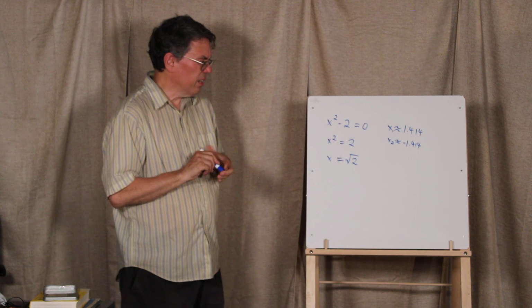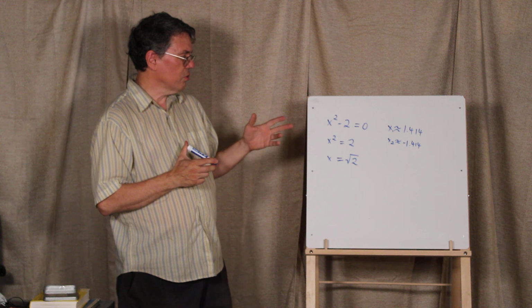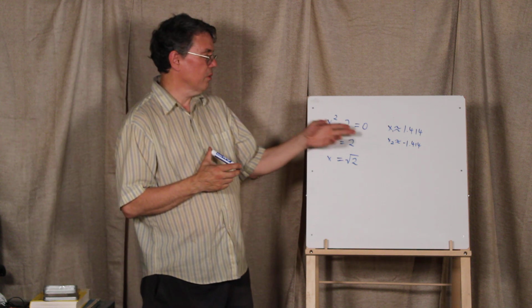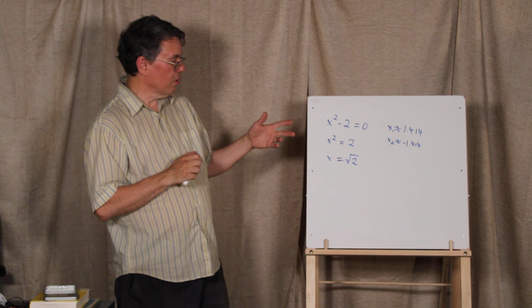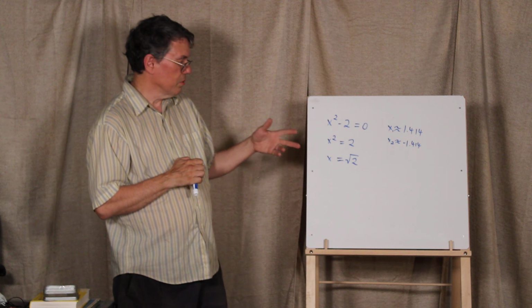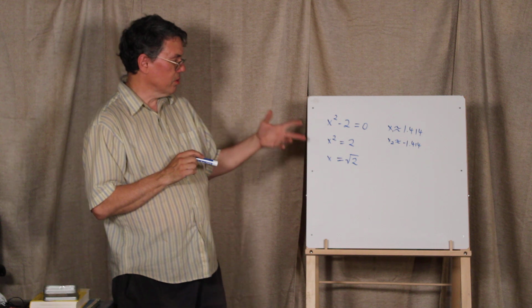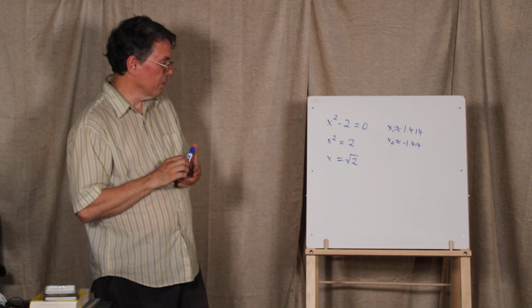Okay. But in Galois theory, we're not so much concerned with the precise numerical values of the solutions. What we want to know more about is what are the relations between these solutions, and what is the underlying structure of this polynomial.